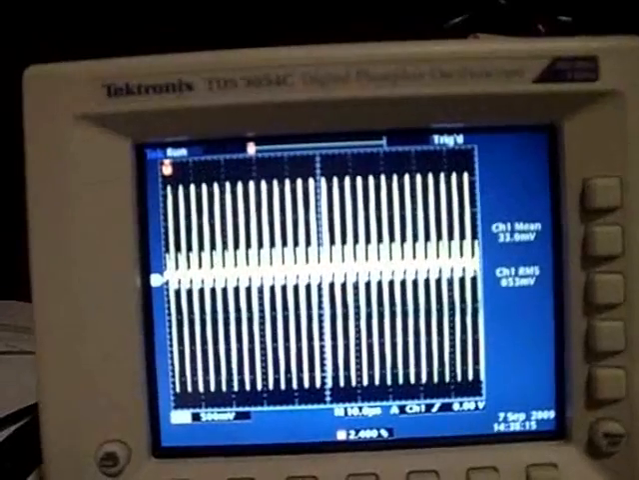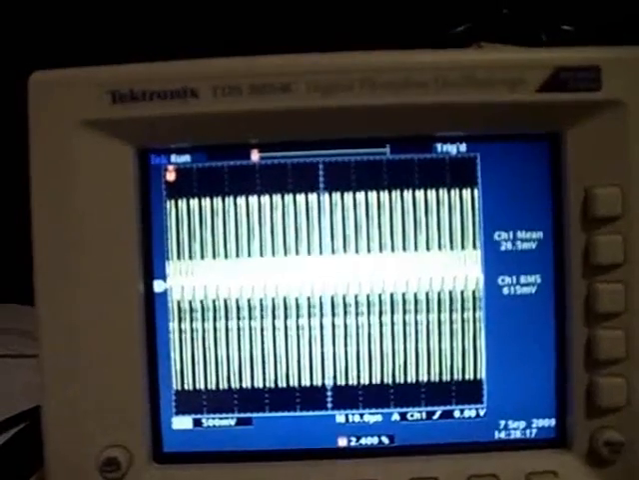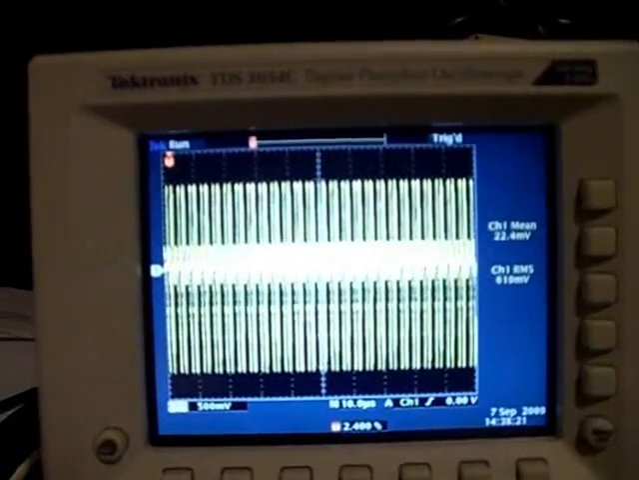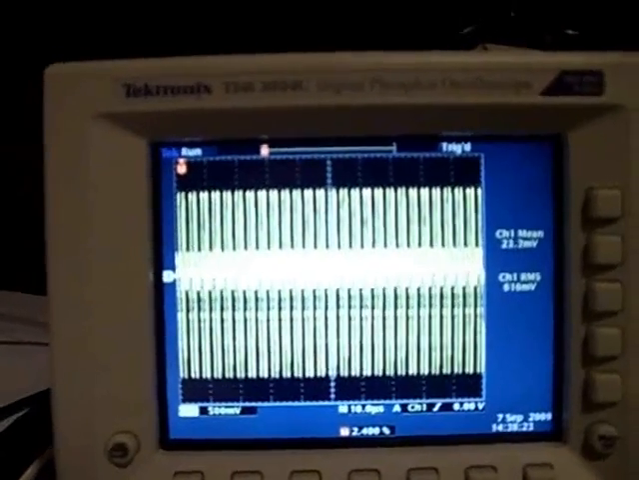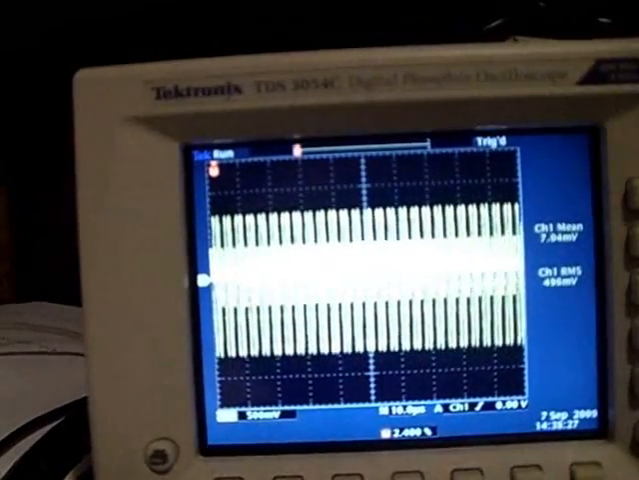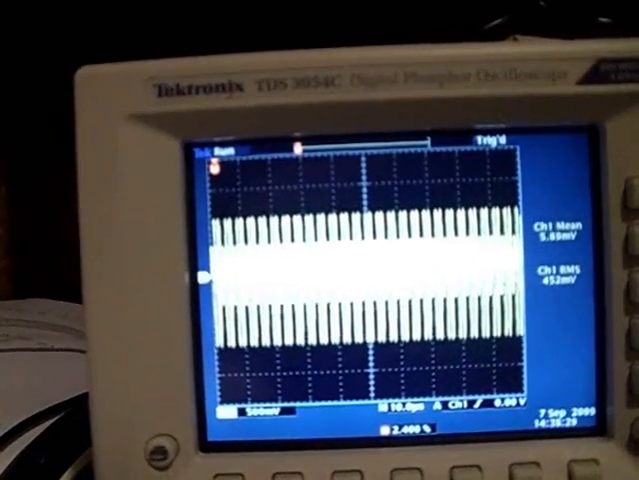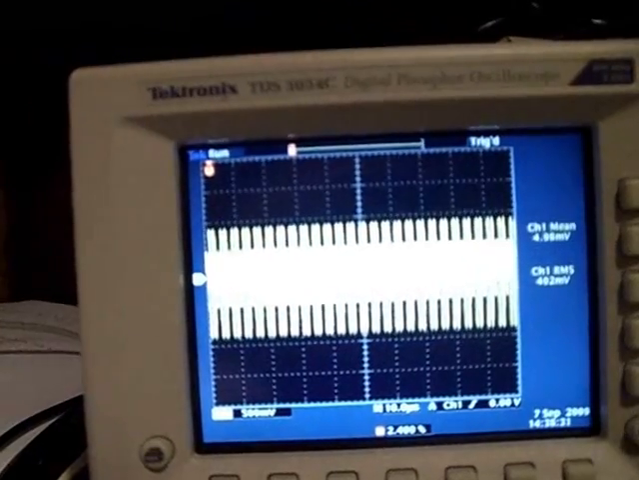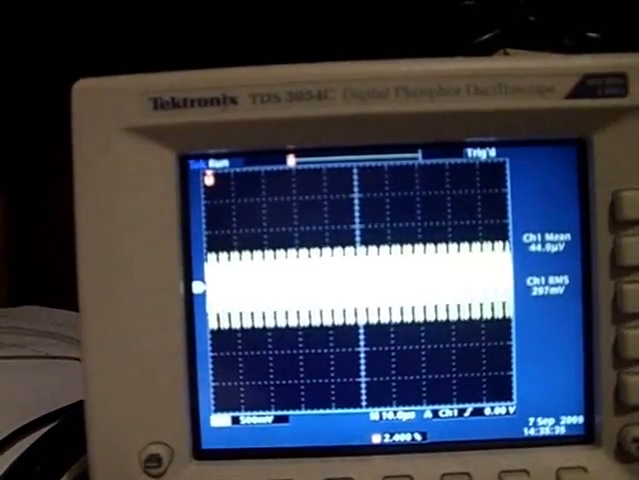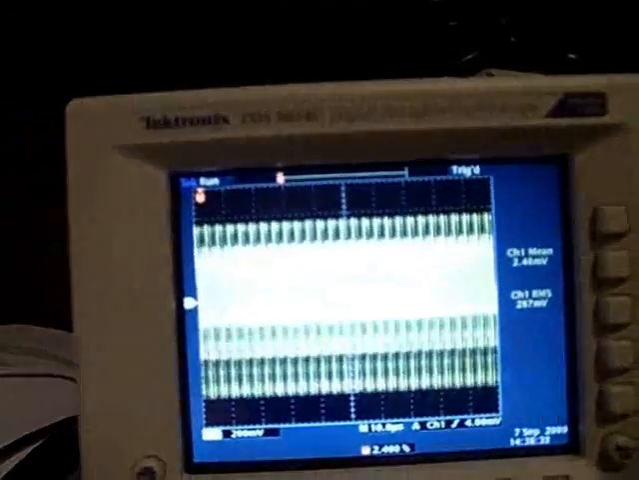As I'm increasing resistance at the gate, you would expect the amplitude to be reduced, which it is. And you can see the overall amplitude is reducing as I keep increasing gate resistance. I'm going to open this up so you can see it a little bit better.